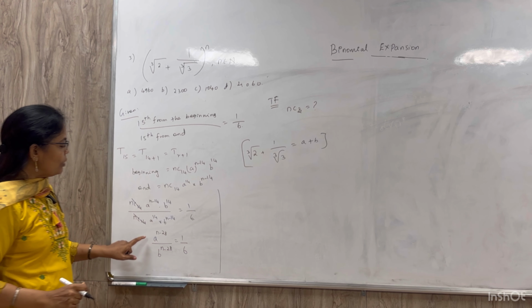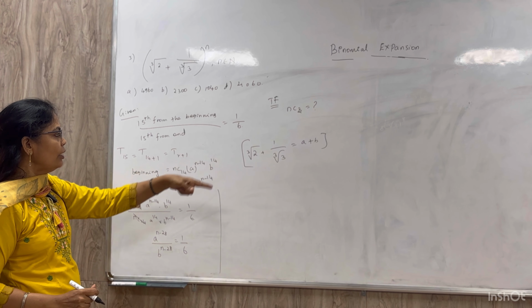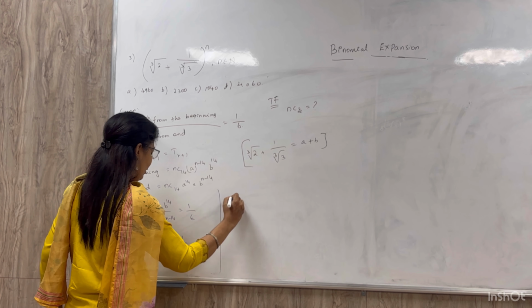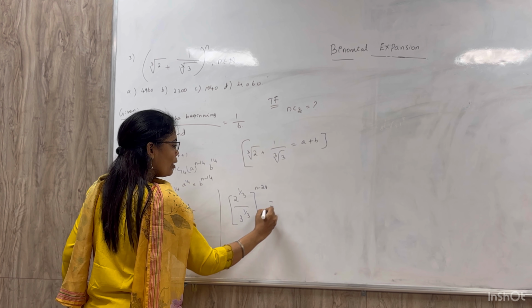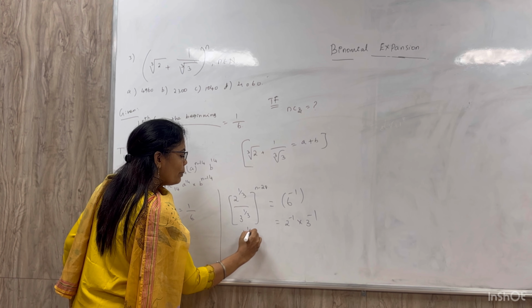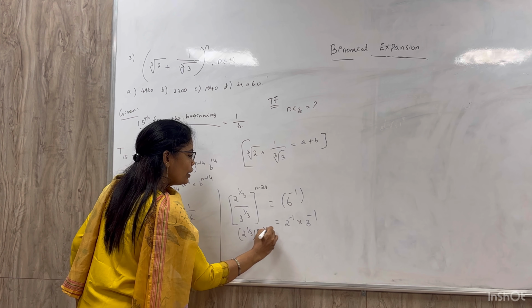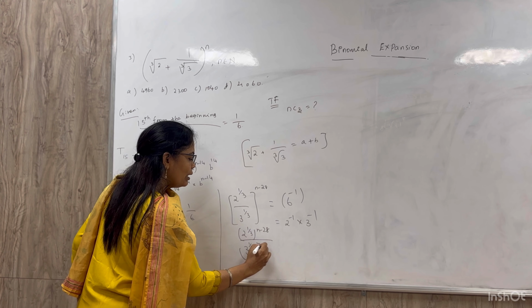Now I can substitute the values for a and b. a will be cube root of 3, b will be 1 by cube root of 3. Now a will be 2 to the power 1 by 3, b will be 3 to the power 1 by 3, the whole to the power n minus 28, and 1 by 6 can be written as 6 to the power minus 1. 6 can be written as 2 into 3, so 2 to the power minus 1 into 3 to the power minus 1. (2 to the power 1 by 3) whole power n minus 28 divided by (3 to the power 1 by 3) whole power n minus 28.